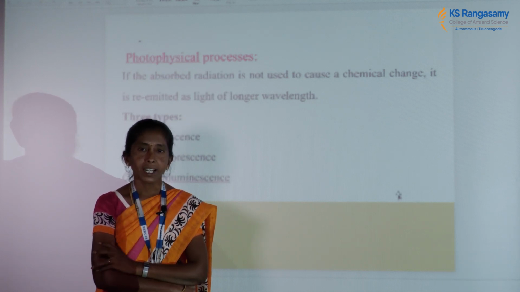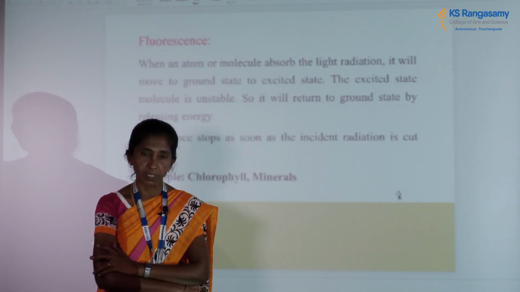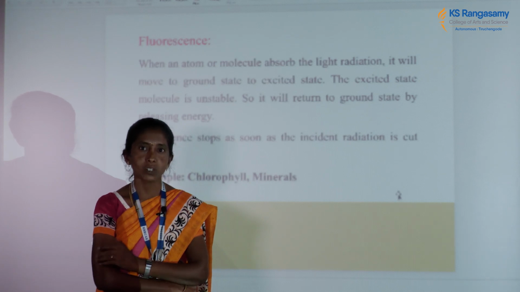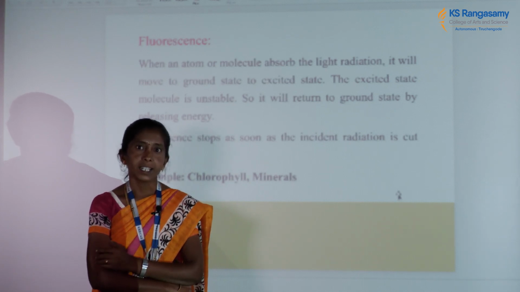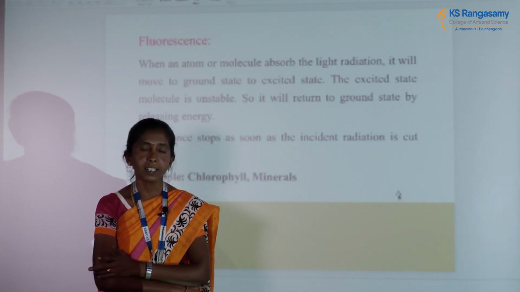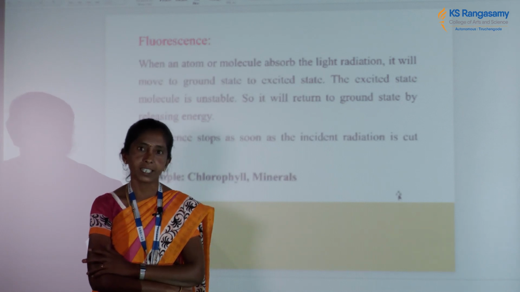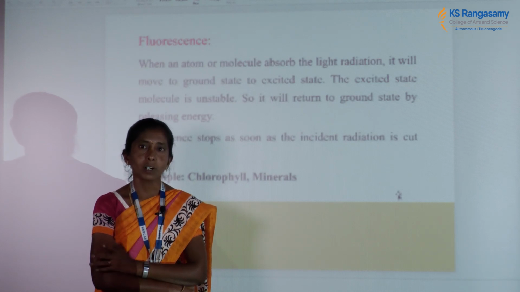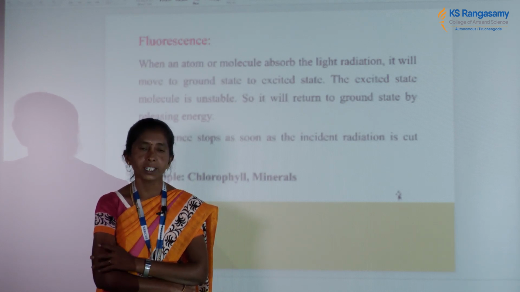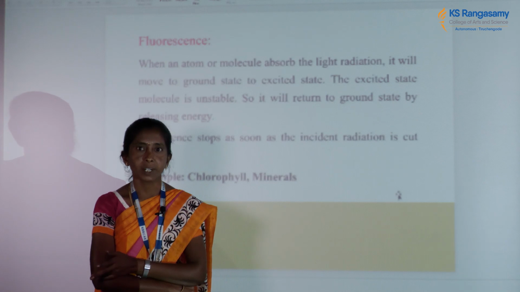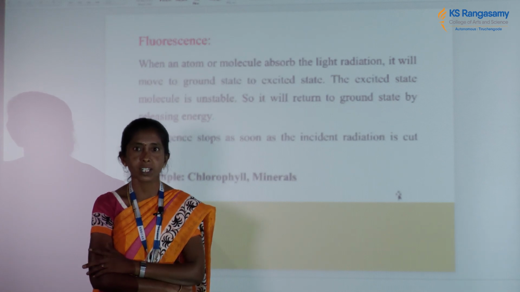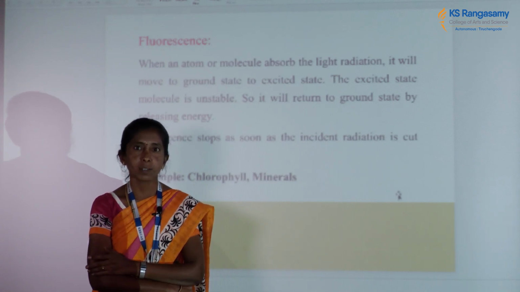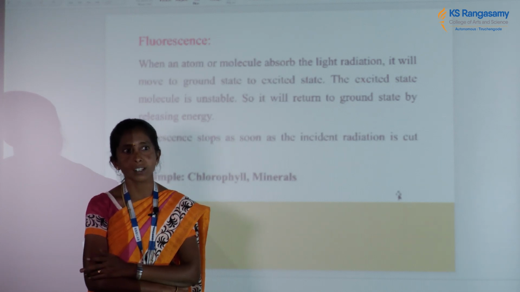Fluorescence means when an atom or a molecule, the ground state molecule, absorbs the light energy, it will go to the triplet state. Here, in the triplet state, the molecules will be unstable because the lifetime is very small. So the molecules return to the ground state with the emission of some light energy. This process is called fluorescence. Examples for fluorescence are chlorophyll and some types of minerals, which undergo the fluorescence reaction.